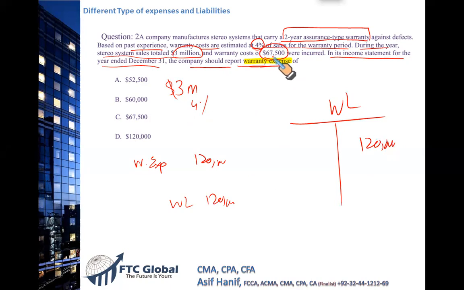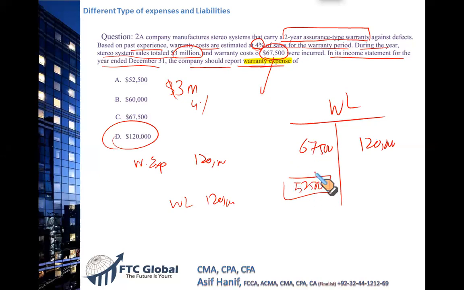Actual warranty cost incurred was 67,500. When we actually incurred the warranty cost, we got the answer. We are just playing with the question. So this 67,500 is the actual warranty cost. This appears on the debit side. Now, if you find the balancing figure, 120,000 less 67,500 gives you 52,500.